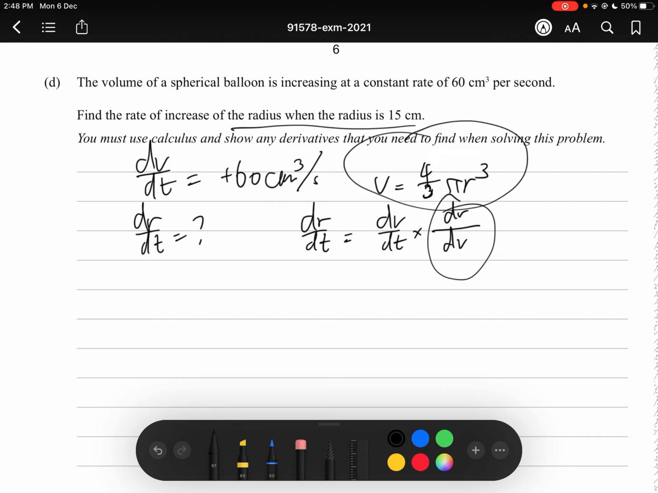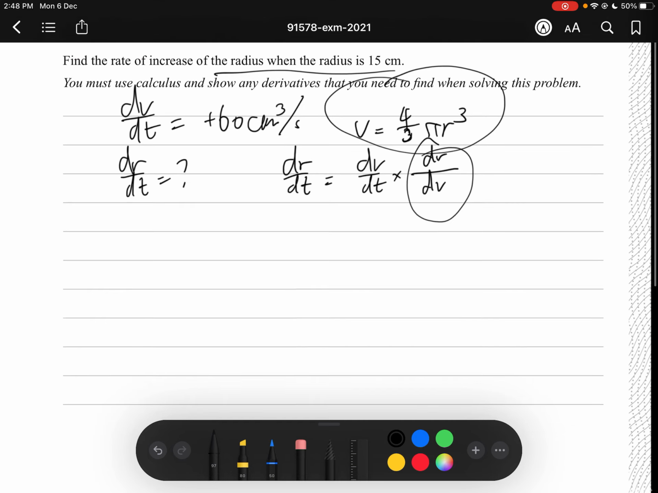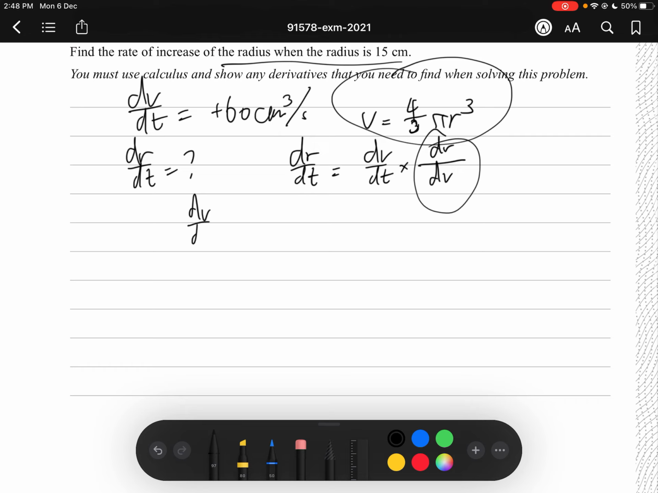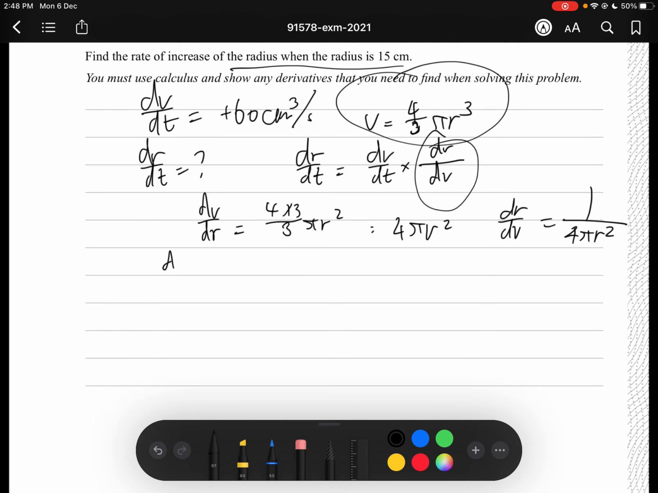And the good thing here is we have our equation for the volume of a sphere, so we can easily find dv over dr. dv over dr is equal to 4 times 3 over 3 pi r squared, and that's equal to 4 pi r squared. Therefore dr over dv will be the inverse, which is just 1 over 4 pi r squared. So dr over dt is equal to dv over dt, which is 60, times 1 over 4 pi r squared, and that's equal to 60 over 4 pi r squared.